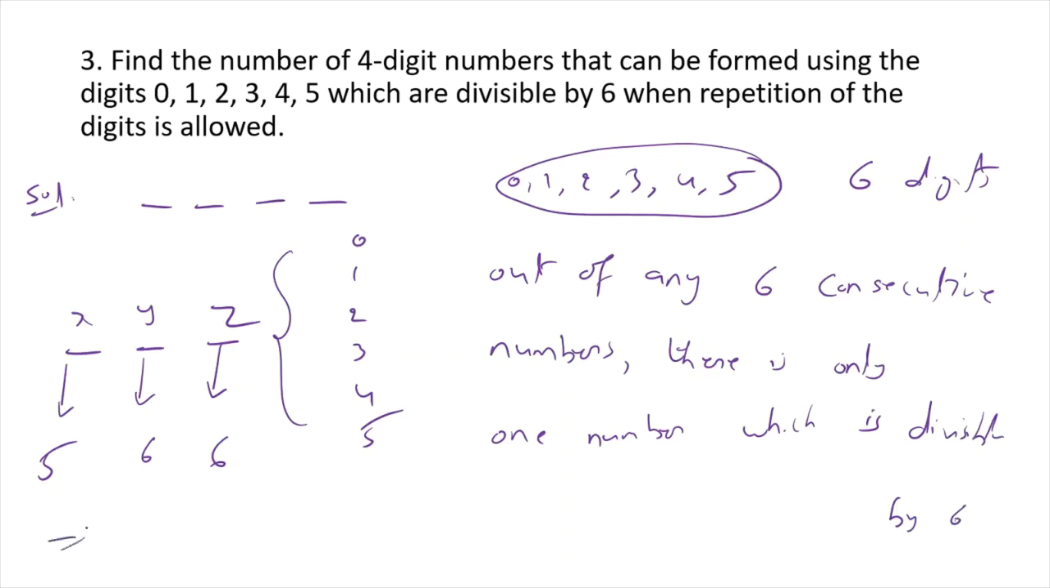Therefore, the total number of 4-digit numbers which are divisible by 6 is equal to 5 times 6 times 6 times 1. Why do we have this 5? I can fill the first blank in 5 ways, the second blank in 6 ways, the third blank in 6 ways, but the fourth blank in only one way. Therefore, the total number of 4-digit numbers that are formed using the digits 0, 1, 2, 3, 4, 5 which are divisible by 6 is going to be 5 times 6 times 6 times 1.